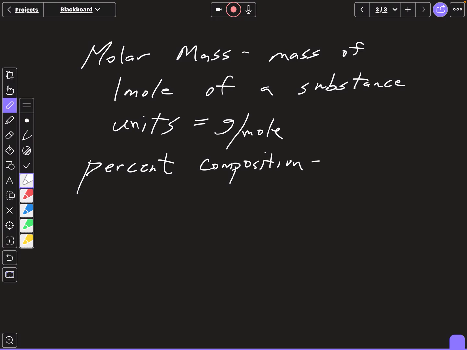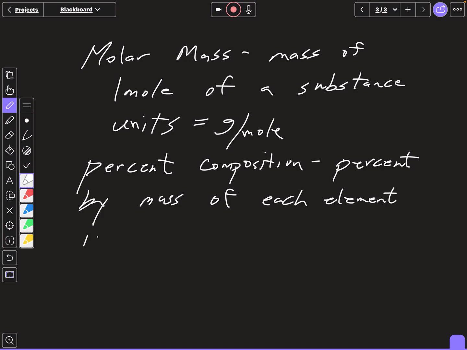But percent composition is defined as the percent by mass of each element in a compound. So all these definitions will be on our test. There will be test questions.